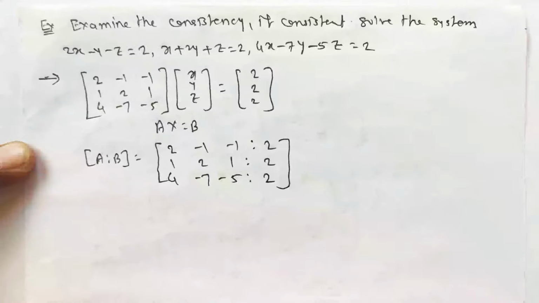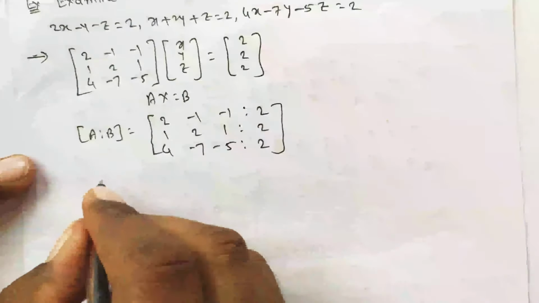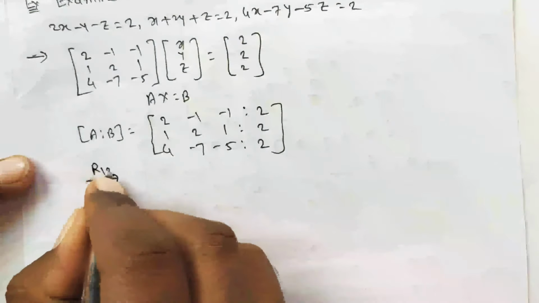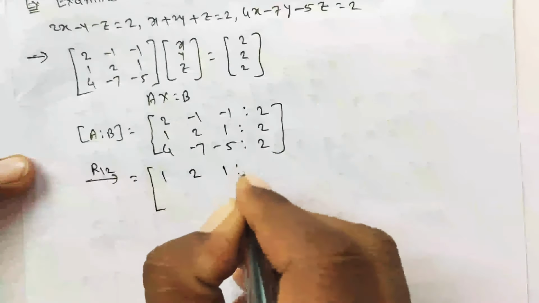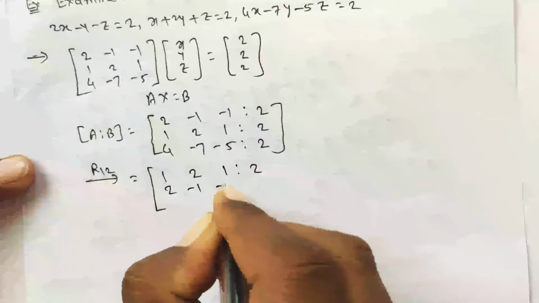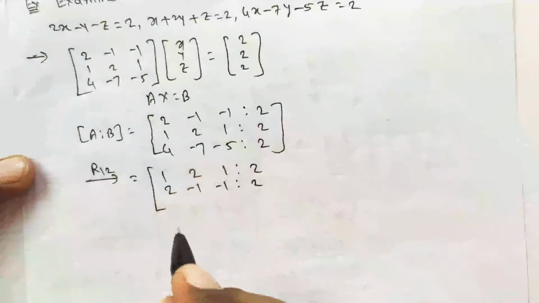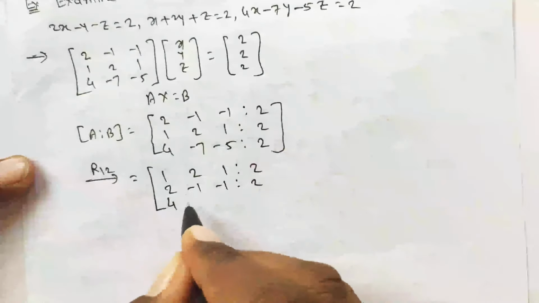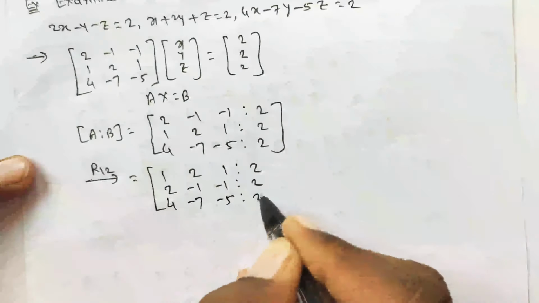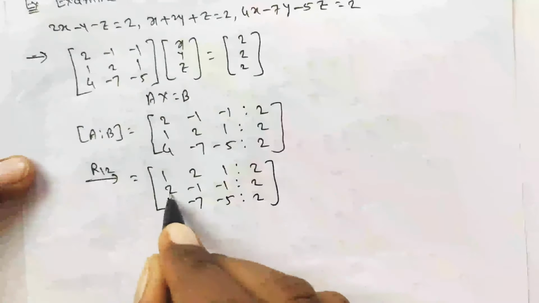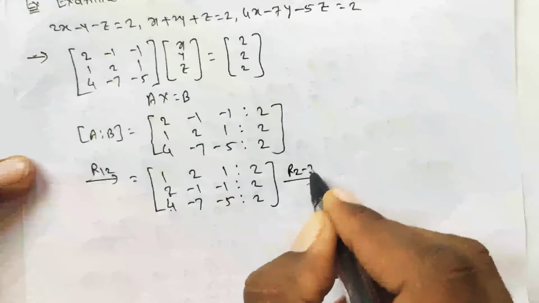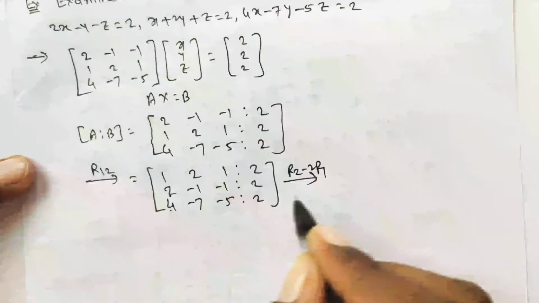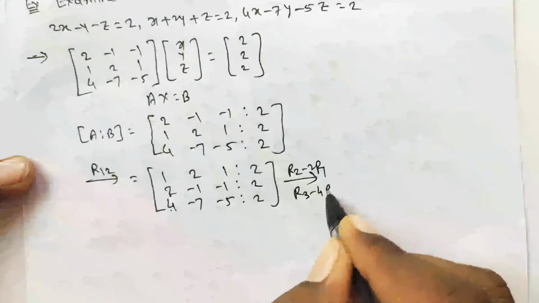Now we have to reduce this matrix to echelon form or canonical form using only elementary row operations. So the first operation, use R12, which means interchange the first and second rows. Then this becomes 1, 2, 1, 2, then 2, minus 1, minus 1, 2, then 4, minus 7, minus 5, 2. Now make this 2 and 4 zero using operations: we use R2 minus 2 R1, and for R3 we use R3 minus 4 times R1.